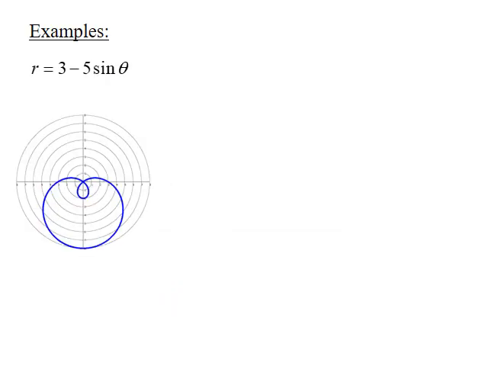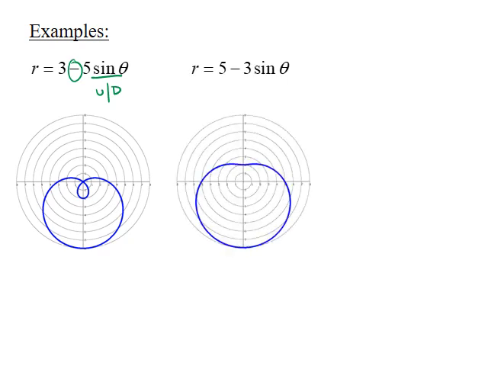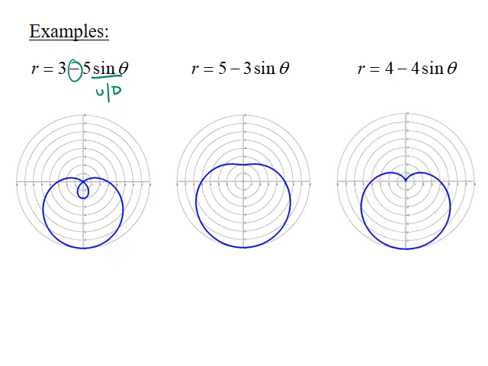Here are a few examples of what these limacons could look like. Since sine is involved, that means that we will either be up or down. In this case, since this is negative, it will be shifted downward. Same thing here and here. Okay, so these are just 3 different types of limacons that you could see.